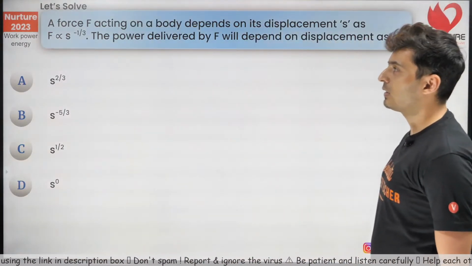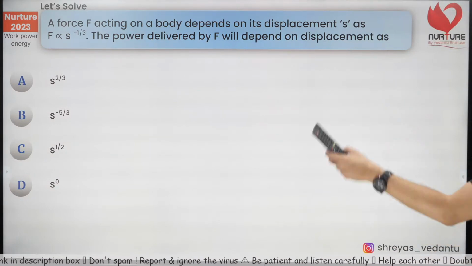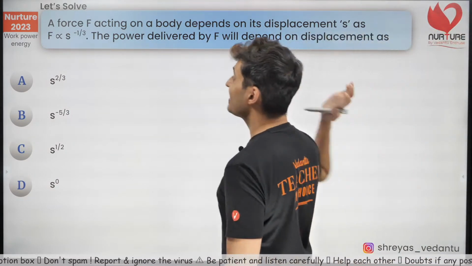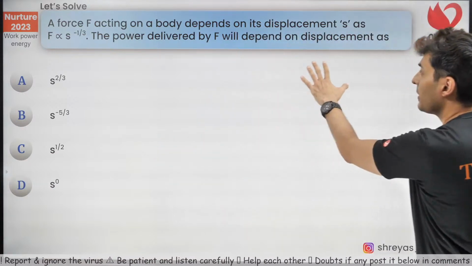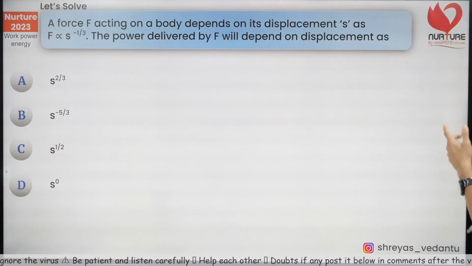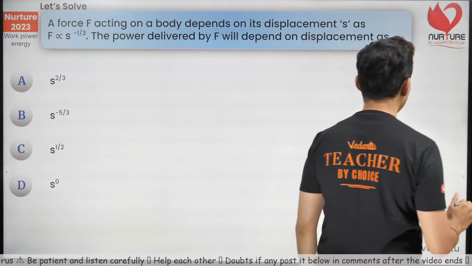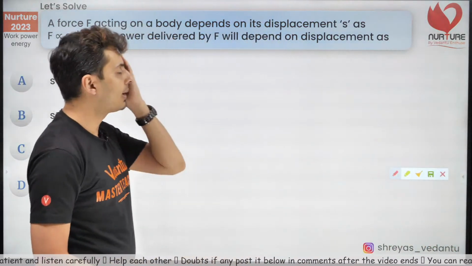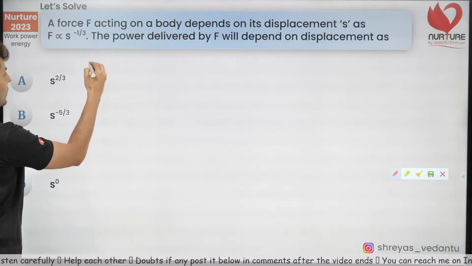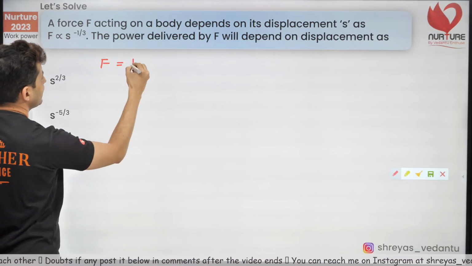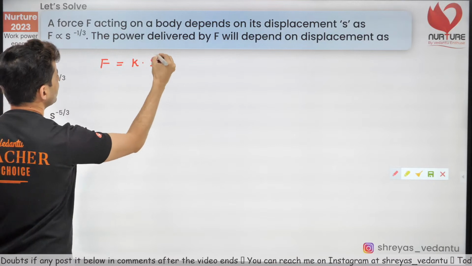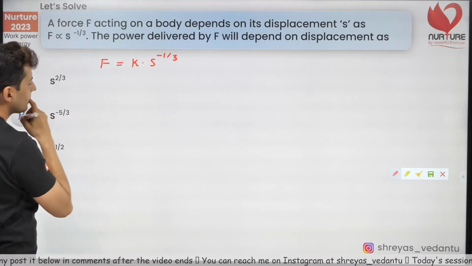Let's see if you can get this. A force F acting on a body depends on its displacement S. Force is proportional to S raised to minus 1 by 3. The power by that force will depend on the displacement as. Looks like this will involve derivatives, I'm warning you in advance. Force is proportional to S raised to minus 1 by 3, so I can write F is some constant into S to the power minus 1 by 3.